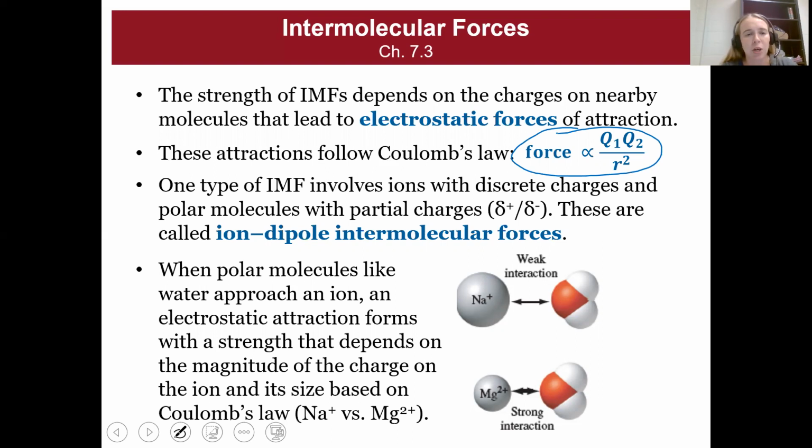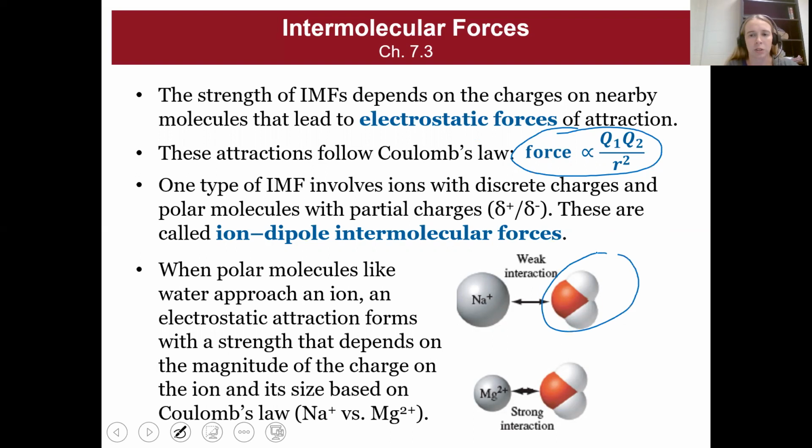One type of intermolecular force involves ions with discrete charges and polar molecules with partial charges. So ions like sodium ion or magnesium ion interacting with polar molecules like water that has partial charges on the different atoms in the water molecule. These are called ion-dipole intermolecular forces.